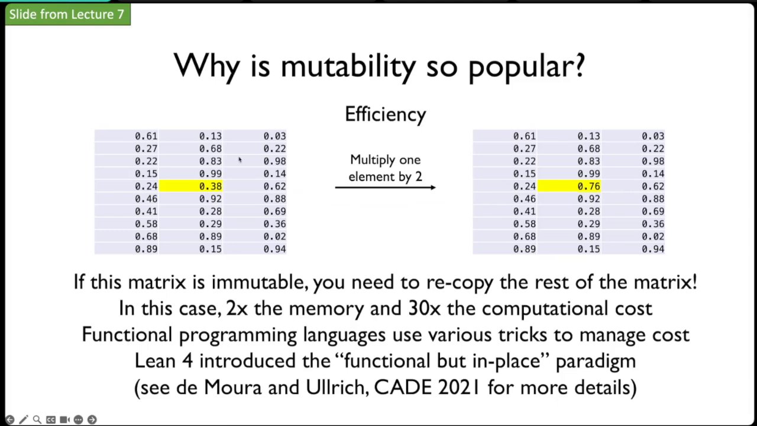The drawback, though, is that if you treat this as immutable, then suddenly making this change requires you to copy the entire thing. Even accessing this element requires you to traverse all of the elements from before here. And Lean 4 introduced a functional but in-place paradigm. It's not the be-all, end-all of programming language paradigms, but it is a unique thing that Lean 4 brought to the table in ways to manage cost and memory management while maintaining the guarantees that we want.